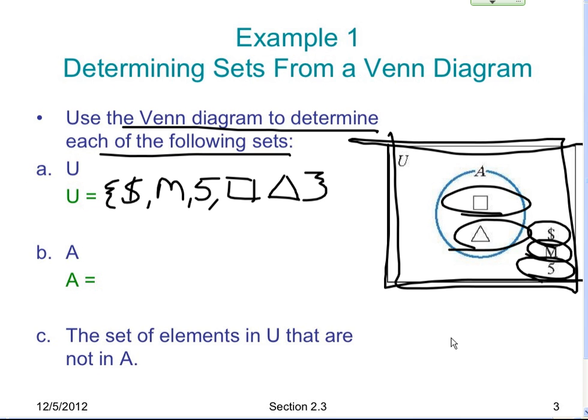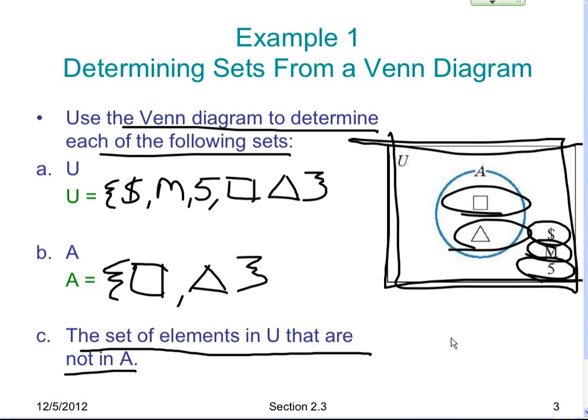For C, we want the set of elements that are in U that are not in A. So that's anything outside of the circle A, and that would be the $, M, and the number 5.